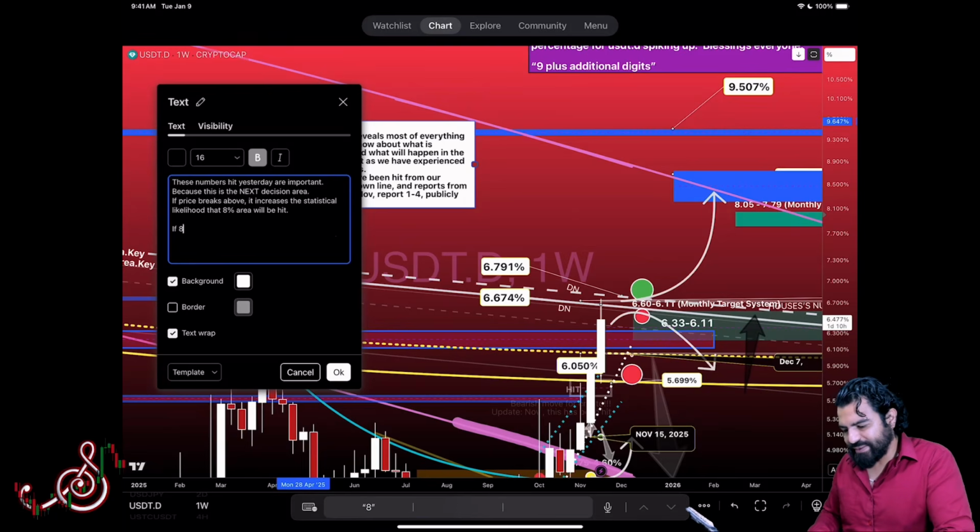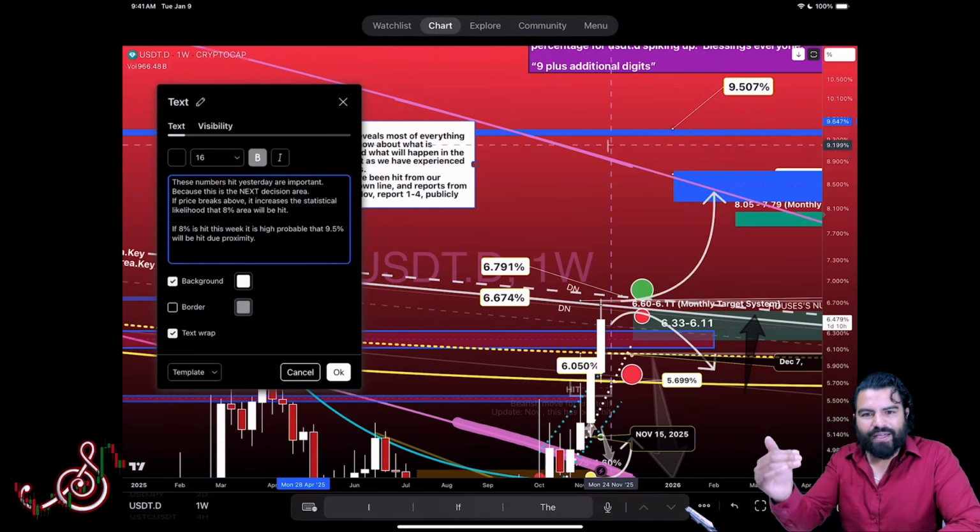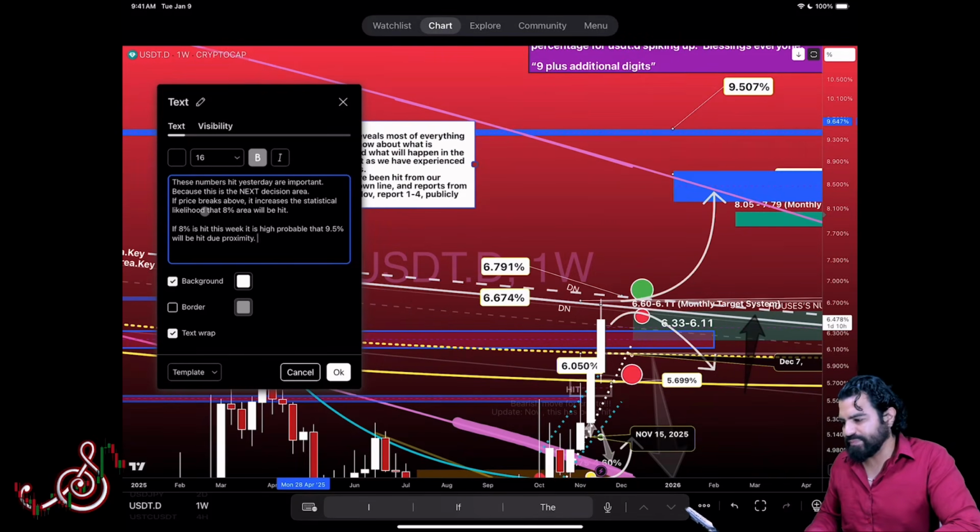If 8% is hit this week, it is probable, highly probable, that 9%, 9.5, will be hit due to proximity. That means how close these are together. So if it goes up right now, it's very likely you're going to get a spike there.